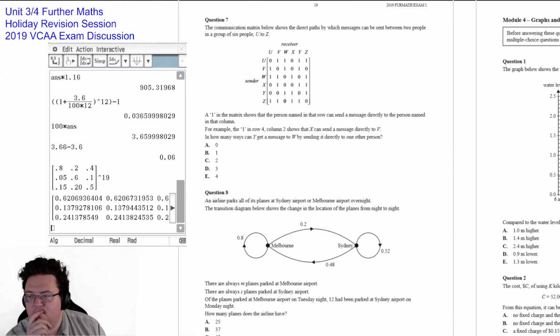Communication matrix. Sender, receiver. The one means that person can send it. How many ways can Y get a message to W by sending it to only one other person?